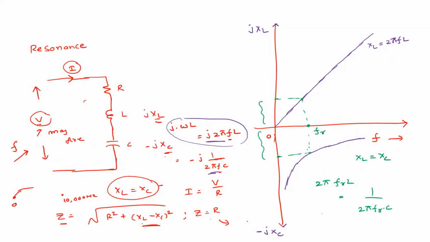Understood? So if you draw a plot with respect to frequency, at some particular frequency this XL value is equal to XC. That frequency is known as the resonant frequency.